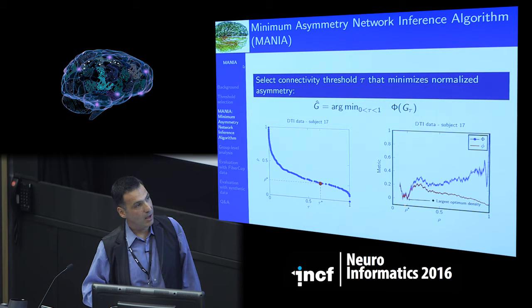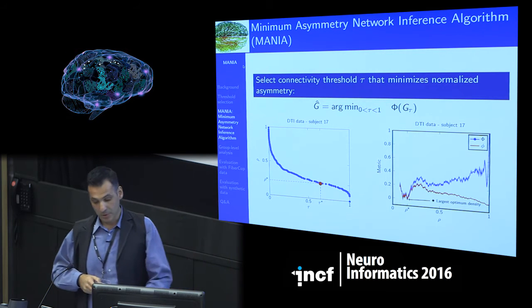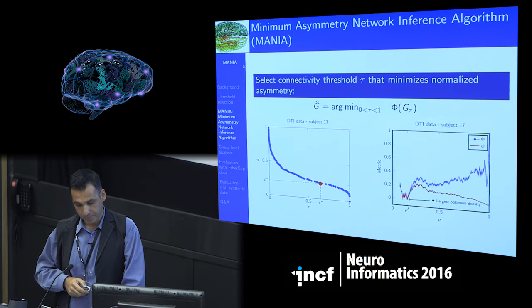Of course there is a relation, right, between the threshold that we use and the corresponding density. So we choose the threshold that gives us this specific density that has the minimum normalized asymmetry ratio.